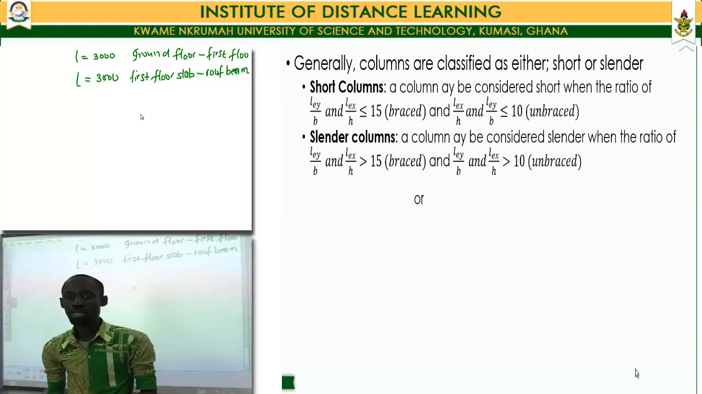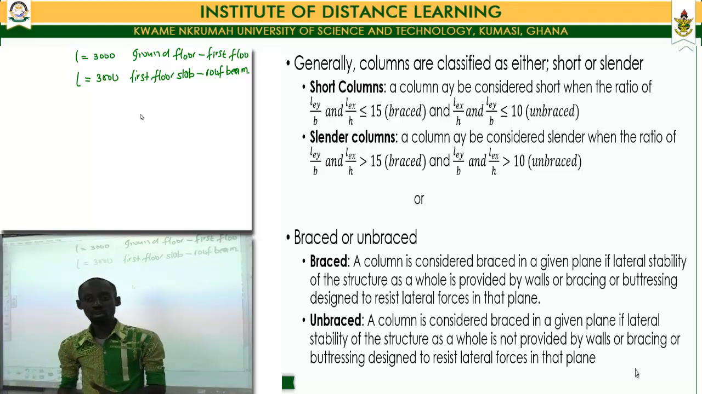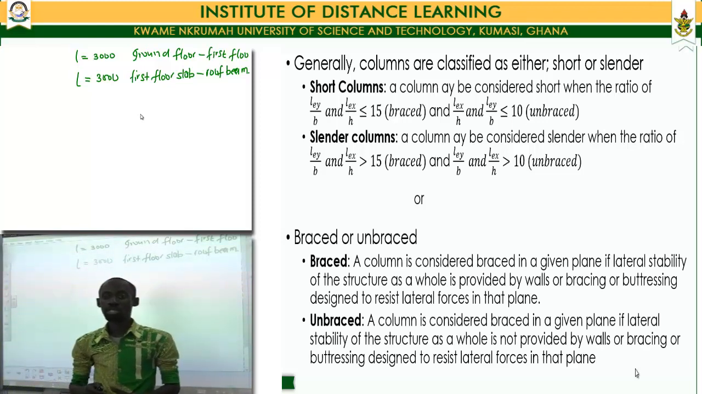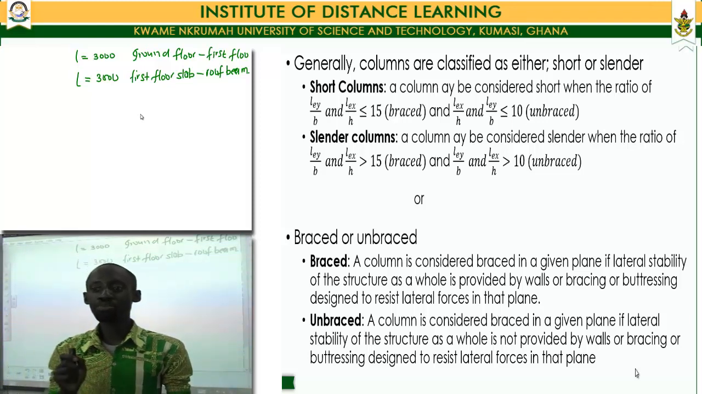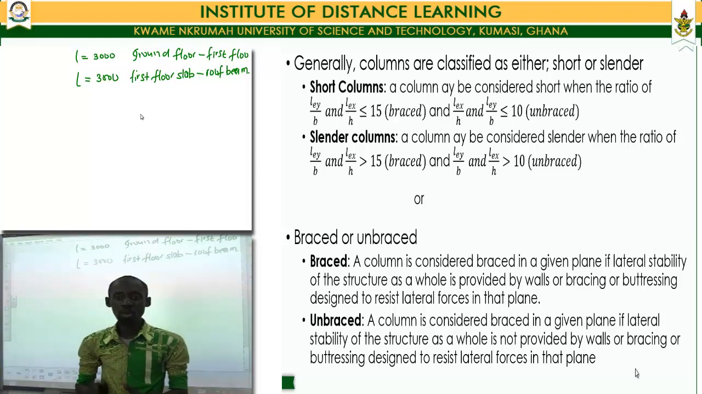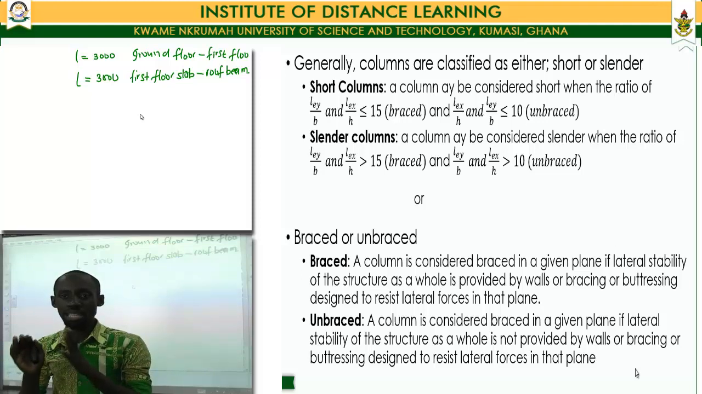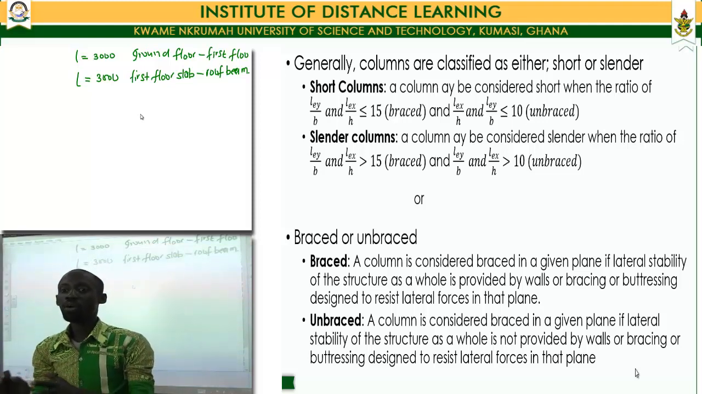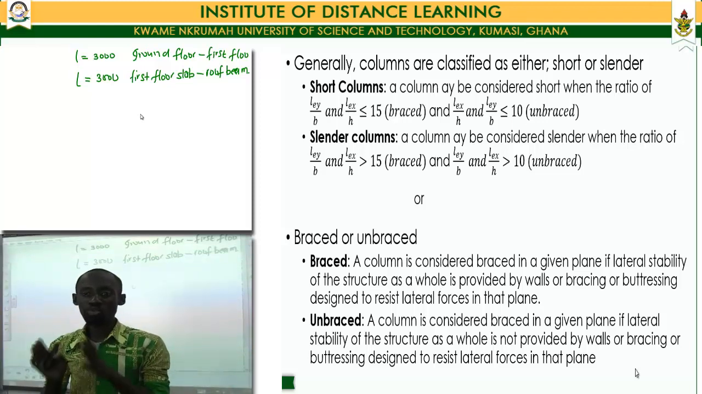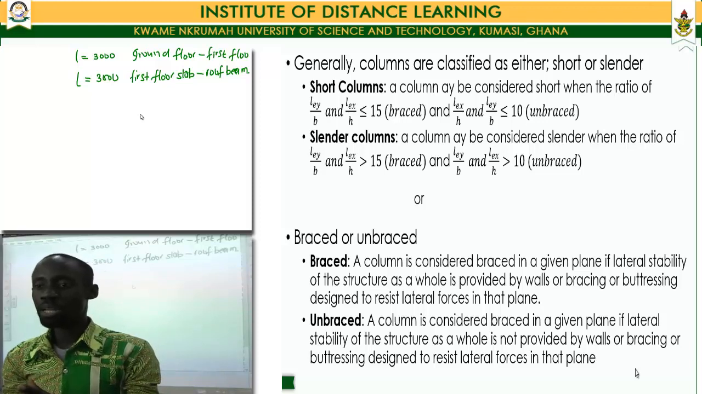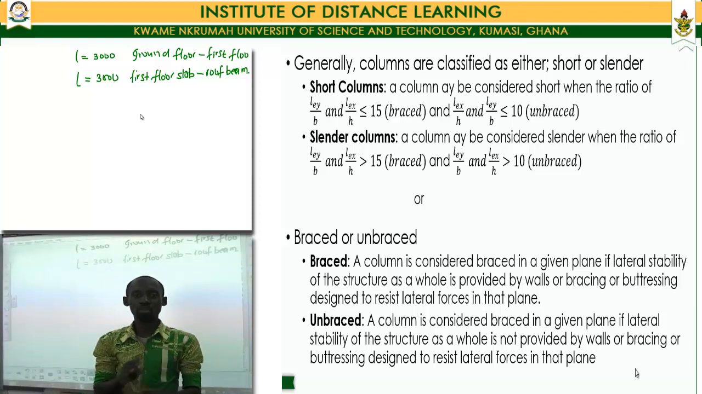Aside from classifying our columns as either short or slender, columns can also be classified as braced or unbraced. A column is considered braced in a given plane if lateral stability of the whole structure is provided by walls, bracing or buttressing specifically designed to resist lateral forces within the plane being considered. Where no such element has been designed to resist lateral forces in that plane, the columns within that plane are considered unbraced.